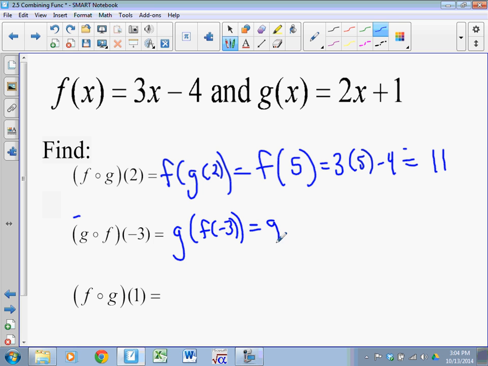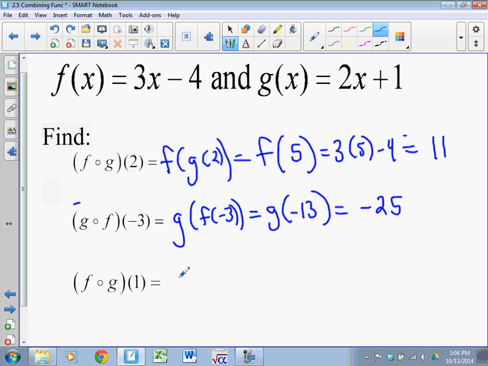So f of negative 3, put negative 3 into here, would give me negative 9, which is negative 13. Put negative 13 into here, that's negative 26 plus 1 is negative 25. So to know the order, it's the first one into the second one. g of 1, which would be 3.